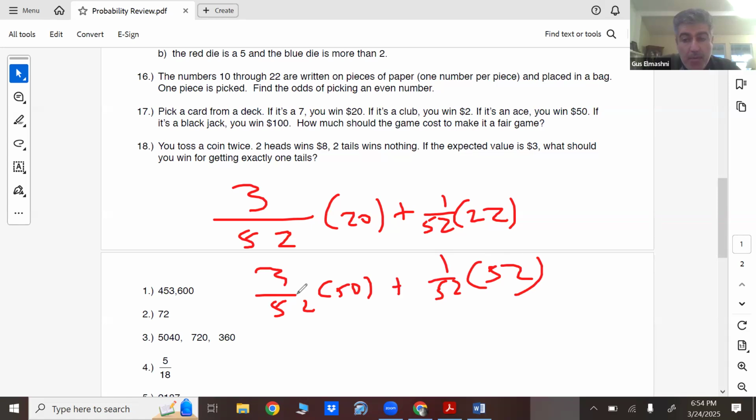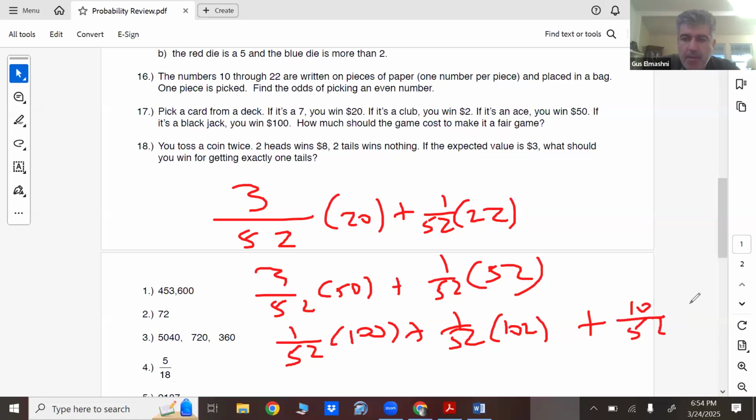You get a jack. Now, jack of clubs is black. So you get a jack of spades, 1 out of 52 times 100. But the jack of clubs, 1 out of 52 times $102. Then all the other clubs, the 10 other clubs you can get, and that's $2. I think that's what we have to do. Plus 22 out of 52, plus 50 out of 52 is 1.